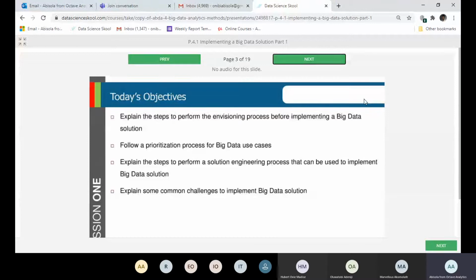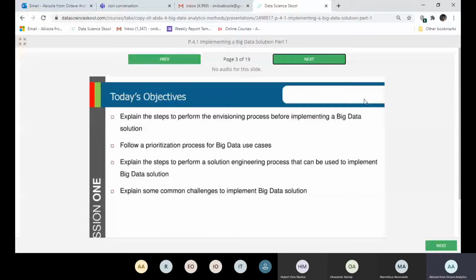But before just learning how to use R on and on, or learning how to perform data analysis, there are some things you have to know if you are going to be working with a company or implementing a big data solution for a business. So there are some things you need to be aware of, and that's what we're going to be looking at today. You are going to be able to understand the envisioning process you need to go through before implementing a big data solution.